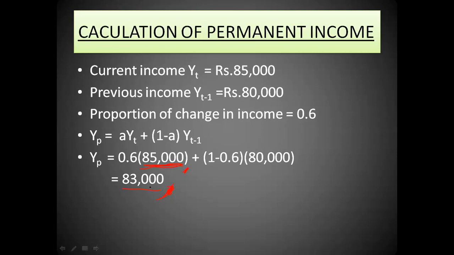So अगर आपकी जो ट्रांजिटरी इनकम है it's negative, then in that case the permanent income will be more than the measured income. Okay, and अगर आपकी transitory income is zero, then your measured income will be equal to the permanent income. So this is what we are trying to say from this example.